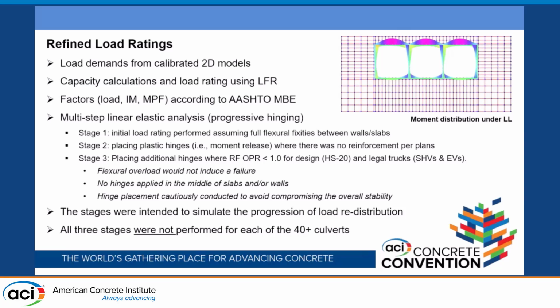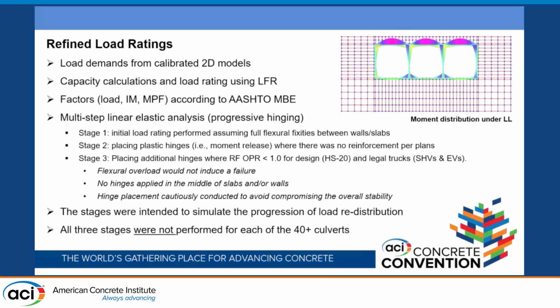If the operating rating was less than 1, that means that particular section is being overloaded in flexure. But that doesn't mean the structure is failing. It means that section is no longer capable of carrying that load. Then we start placing plastic hinges in a controlled fashion in those locations to redistribute the load to the remaining part of the structure. We did this in a very controlled fashion, meaning that we never placed a hinge in the middle of the slab or the middle of the wall that would cause any instability.